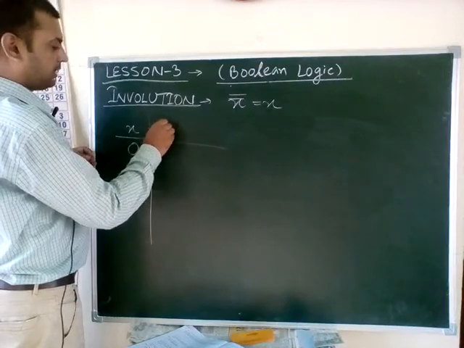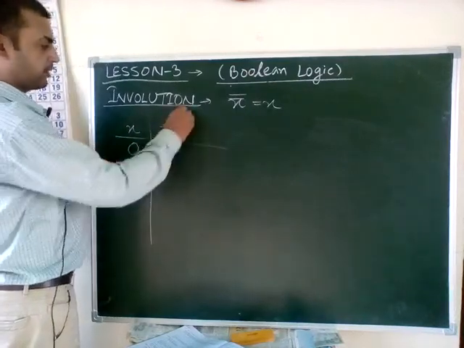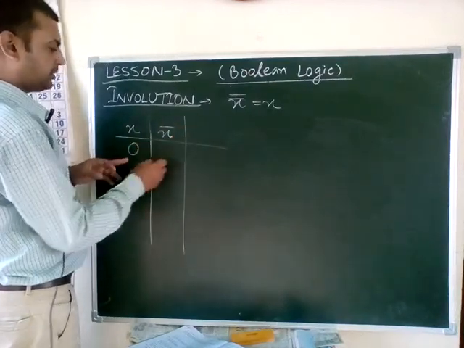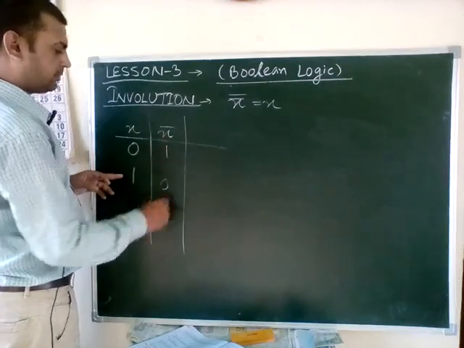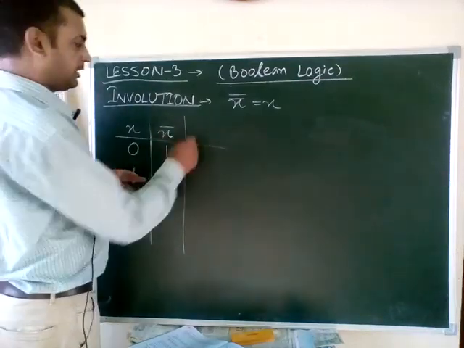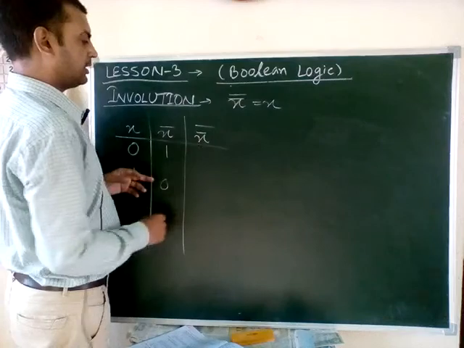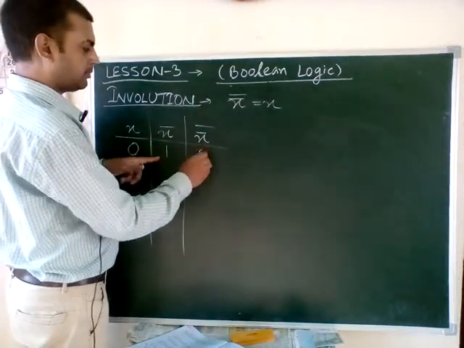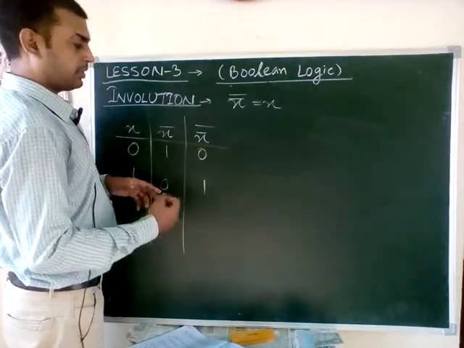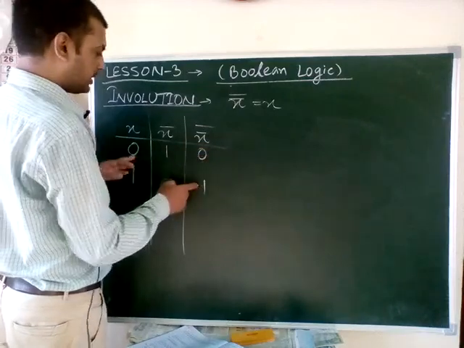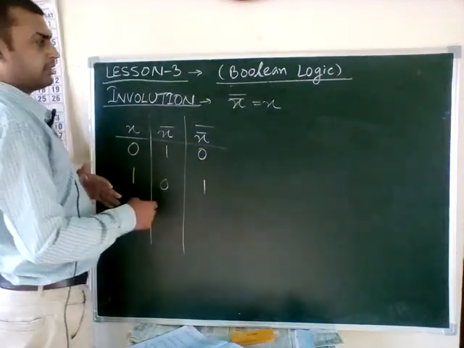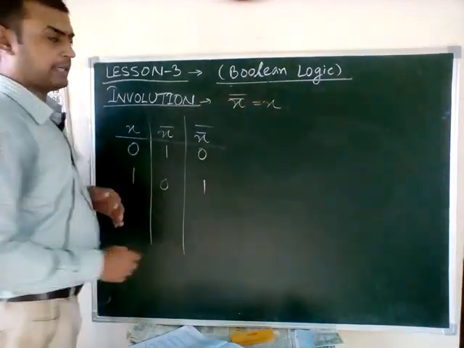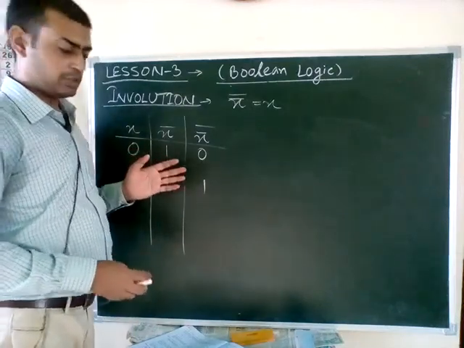If we are finding x bar, then simply it will be the reverse of this, so 1 and 0 it will be. If we are finding x double bar, then we will reverse this x bar, so again it will be 0 and 1. Now you can see x double bar is equal to x. So that's why we have written x double bar is equal to x. I hope this is clear to you.